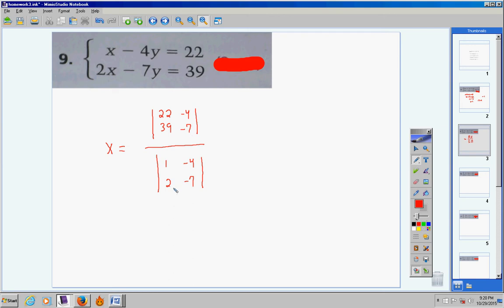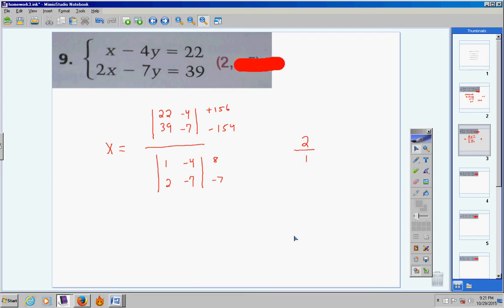39 times negative 4 would be negative 156, so I'm going to put a positive 156. 22 times 7 is going to be 154, a negative 154. So up top I have a 2. Multiply up, I get a negative 8, so I'll put a positive 8. Multiply down, negative 7. 8 minus 7 is 1. So my x answer is 2 over 1, which is 2.